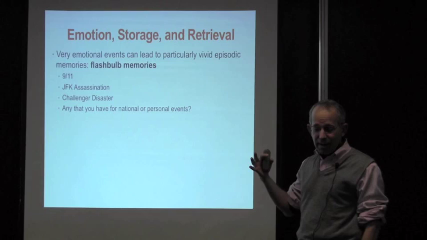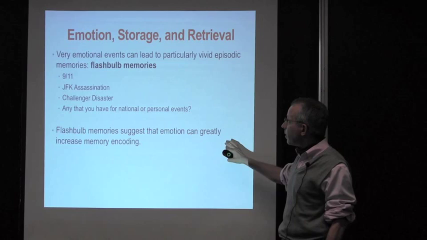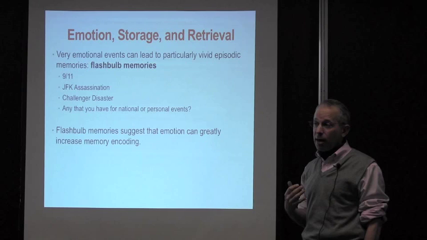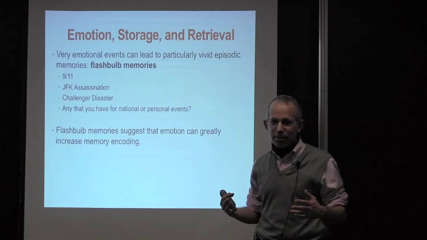So very emotional events lead to vivid episodic memories. People always say, oh, I always remember where I was when I heard about 9/11, the JFK assassination, and so forth. And flashbulb memories suggest that emotion can greatly increase memory encoding. But there's a lot of evidence that suggests that although we all feel like hearing about 9/11 was very salient, and hearing about the JFK assassination, if you're of a certain generation, was, it turns out that people's actual memory for the details is not very good.